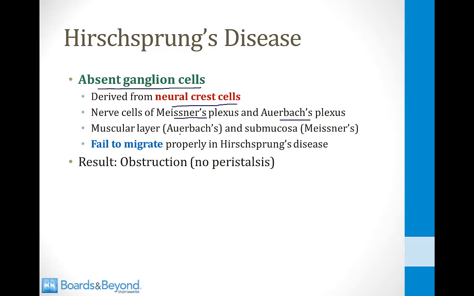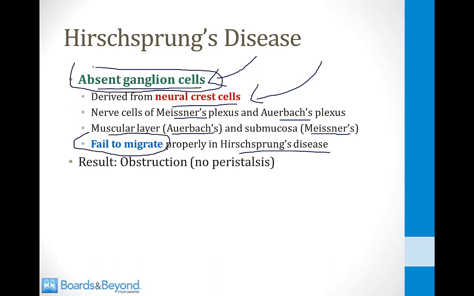Recall that in the muscular layer you can find Auerbach's plexus, and in the submucosal layer you can find Meissner's plexus, and these are the nerve plexuses of the intestines that cause peristalsis. So if these neural crest cells do not migrate to the intestines and form the ganglion cells, then that results in Hirschsprung's disease, and it's very high yield to know that failure to migrate of neural crest cells leads to an absence of ganglion cells, and that is the underlying cause of Hirschsprung's disease.